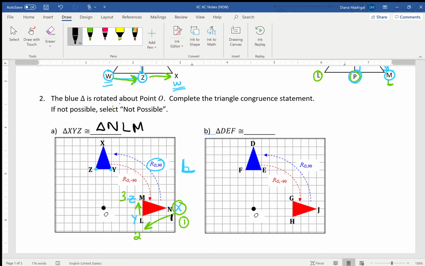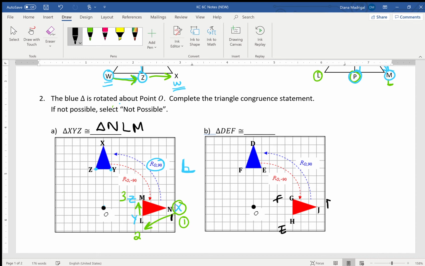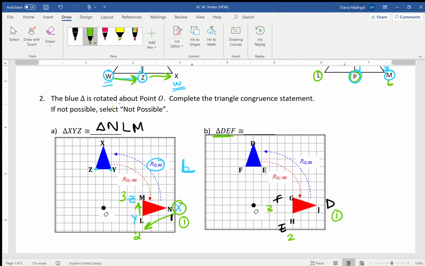Okay, we're doing the same thing with question number 2B. Again, some of you should have noticed right away that this right here is going to be E, this is going to be F, and this is going to be D. Now read the statement. Triangle DEF: D goes first, then E, then F. That means I'm going to have J, H, and G. J, H, and G, and that's my answer.